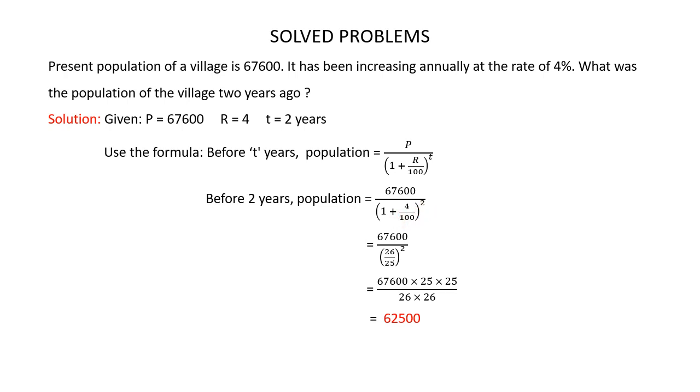So before 2 years the population was 67,600 divided by 26 upon 25 the whole squared, which is nothing but 67,600 multiplied by 25 multiplied by 25 divided by 26 multiplied by 26. When you simplify this, you'll get the answer as 62,500. So the population of the village 2 years ago was 62,500.